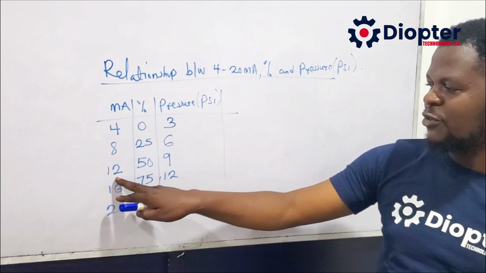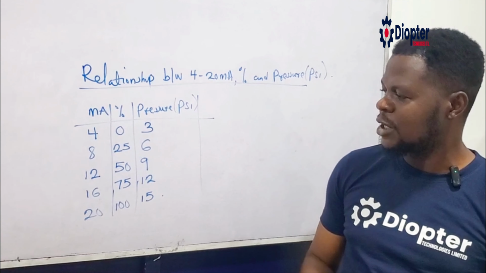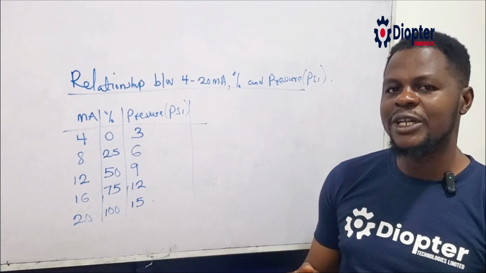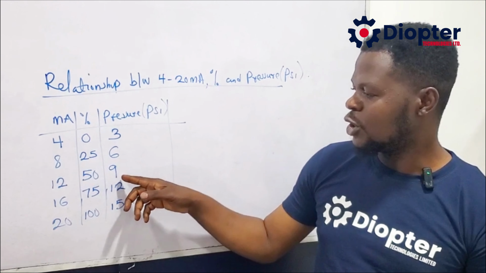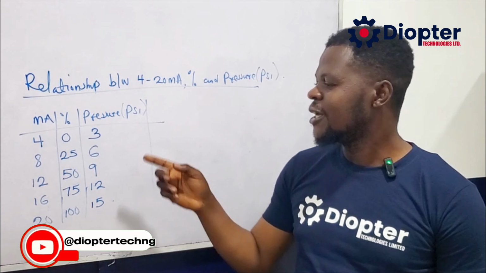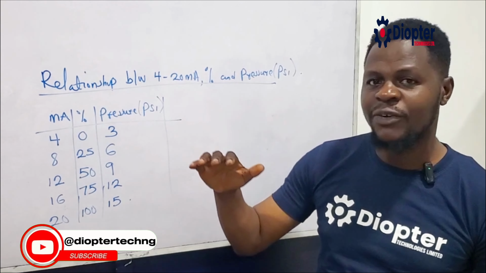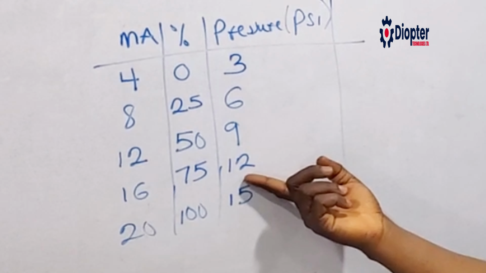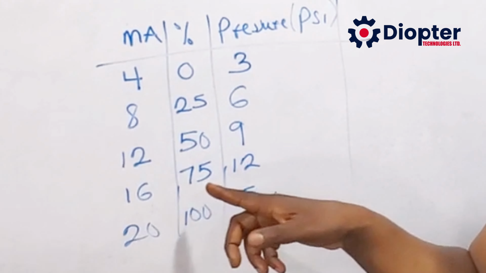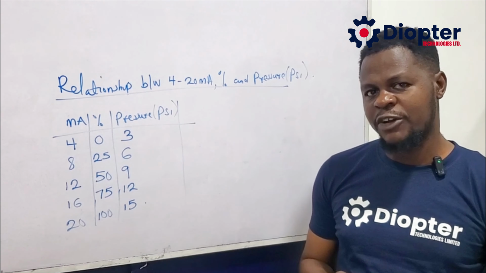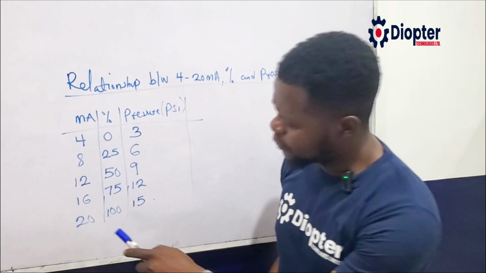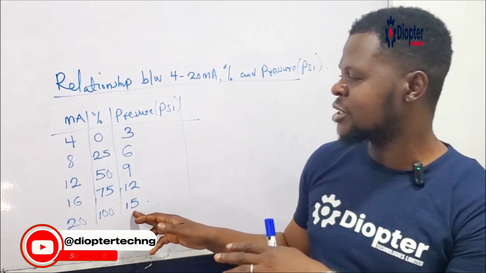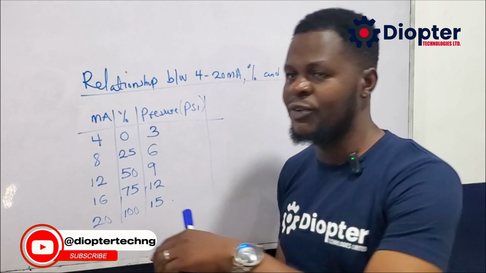So when I send out a 12 milliamp signal from a controller to a positioner, the positioner converts this current signal to pressure, and the pressure will be 9 PSI. This 9 PSI will be enough to open the valve or close the valve 50%. When I send out 16 milliamps, the corresponding pressure will be 12 PSI. This 12 PSI will be enough to open the valve or close the valve at 75% open or close. And for a 20 milliamp signal, the corresponding pressure will be 15 PSI, which is enough to open the valve or close the valve 100%.